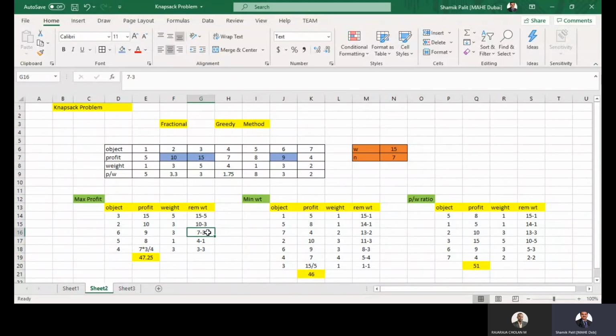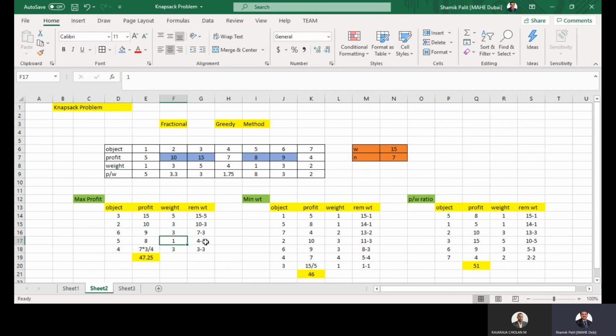Again, we are deducting 3 from here. So ultimately 7 minus 3, it becomes 4. So 4 remaining. So after that, what can you select after 9? Once you have already marked 9, the next profit is obviously 8. So again, we will mark it because we are taking according to the maximum profit. That's the reason we started with 15, then moved to 10, followed by 9, and now we are selecting 8. Once we select 8, the weight associated is 1. So we have considered 1 over here.